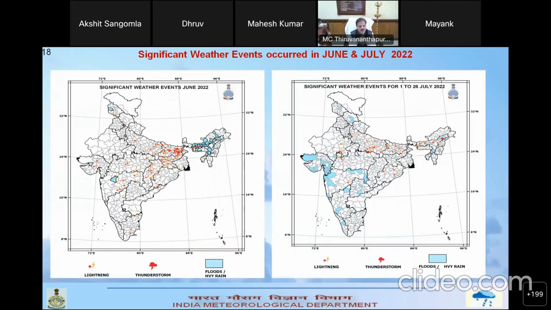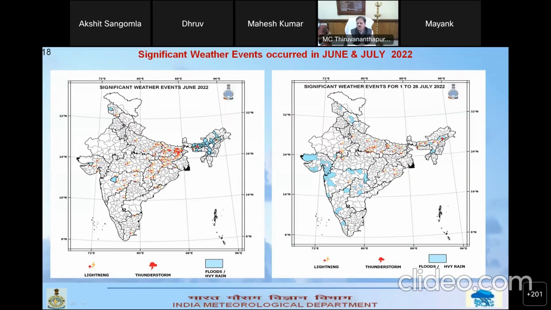Now, if you look at the impact of these heavy rainfall events, you will find that in the month of June, the light blue color indicates floods. So there was flooding over Assam and Meghalaya especially, and many parts were affected. Also, there were some localized floods in Gujarat and Maharashtra. Otherwise, we had lightning and thunderstorm activity over the central and eastern parts of the country. All these things are shown here.